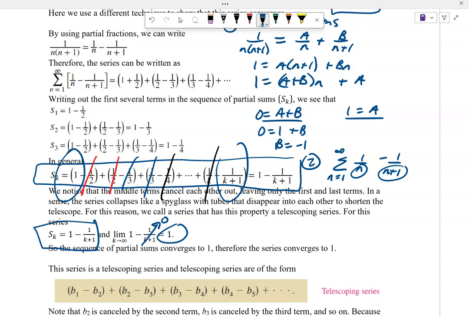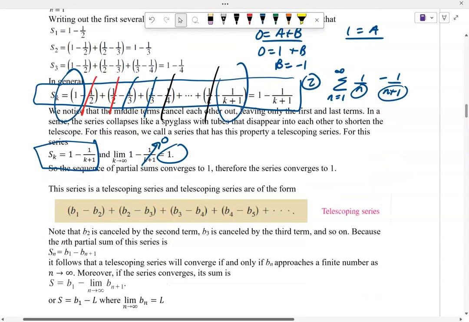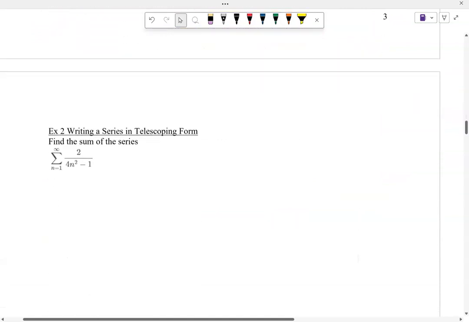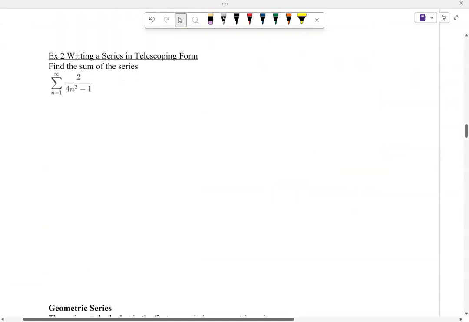You had to use partial fractions to see that that was a telescope. That's, again, referred to as a telescoping series. I'm not going to get into the proof of that. You're welcome to read that on your own time. Let's go ahead and write one more out. We'll move on to different types, and then we'll also practice a few more of these telescoping series later in this lecture. But let's go ahead and write this telescoping series out.